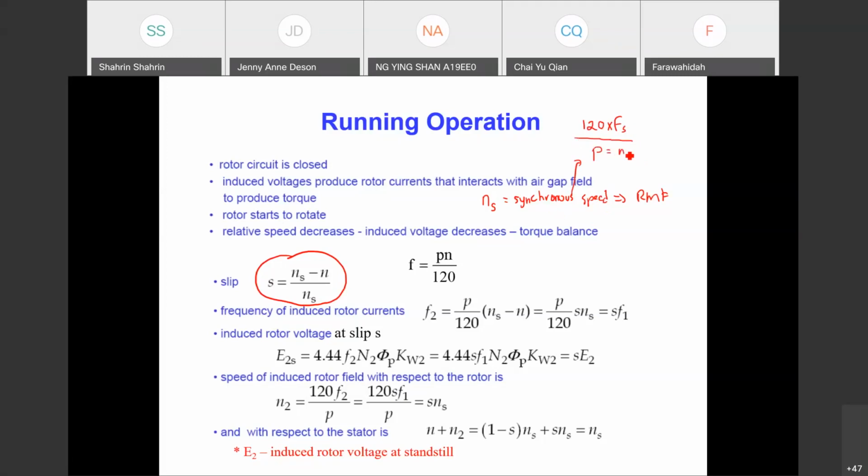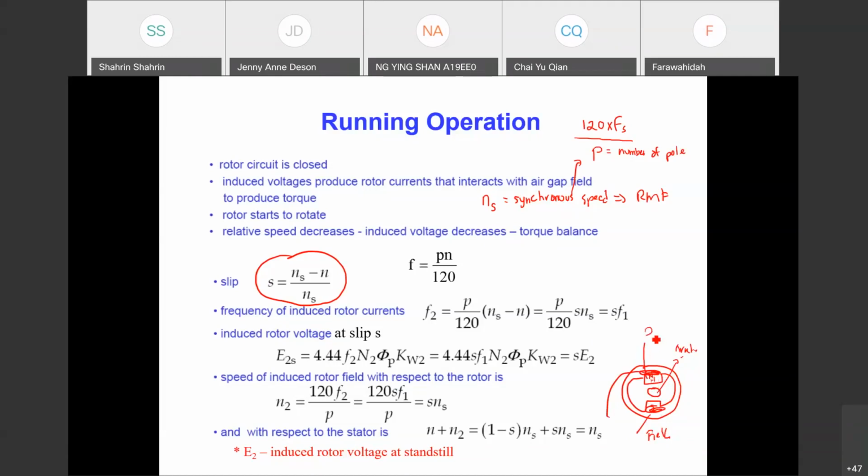P is the number of poles. This one is for the AC motor, where the pole is actually imaginary. It is different from the DC motor. For the DC motor, for example, we have north and south. We have winding, right? This is the field circuit, and this is the rotor, which is the armature circuit. In the field circuit, we have north and south.